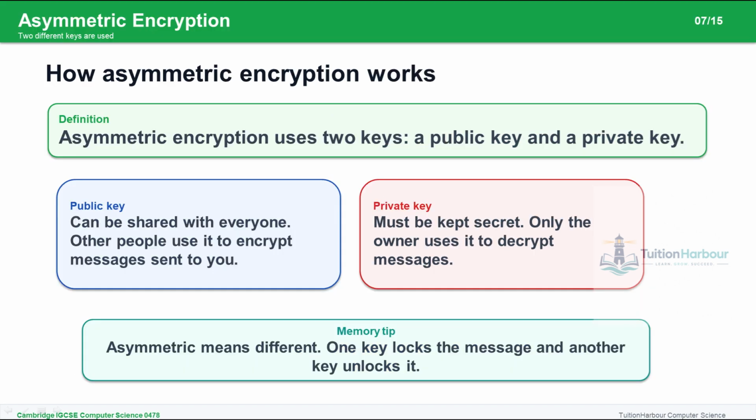Asymmetric encryption uses two different keys. These are called the public key and the private key. The public key can be shared with everyone. The private key must be kept secret. A simple memory tip is that asymmetric means different.